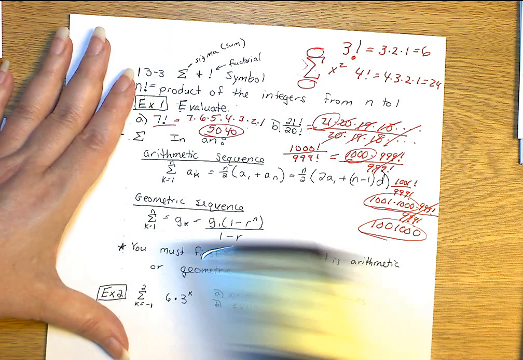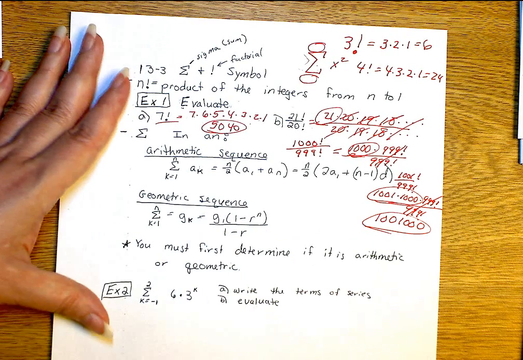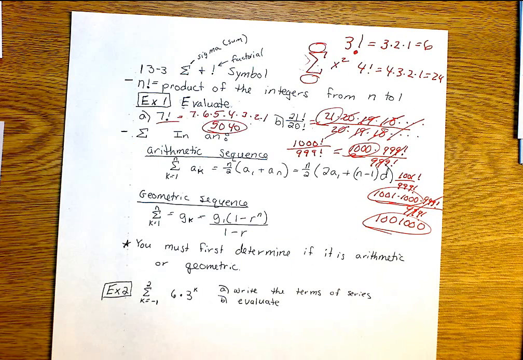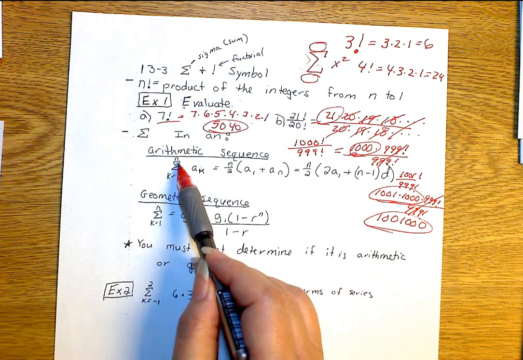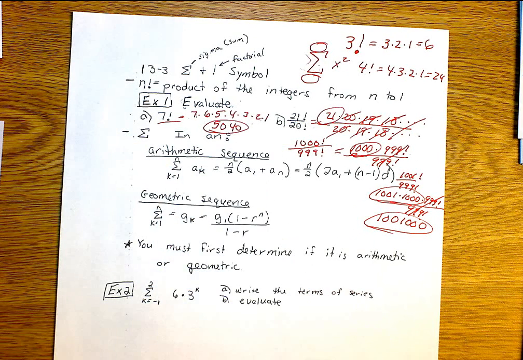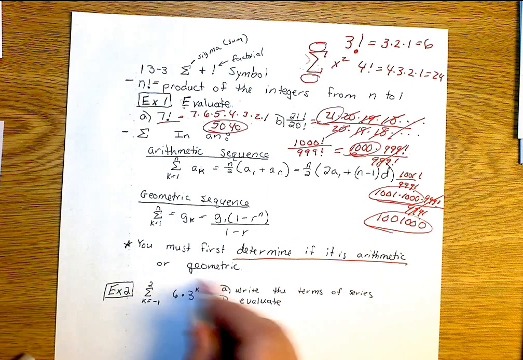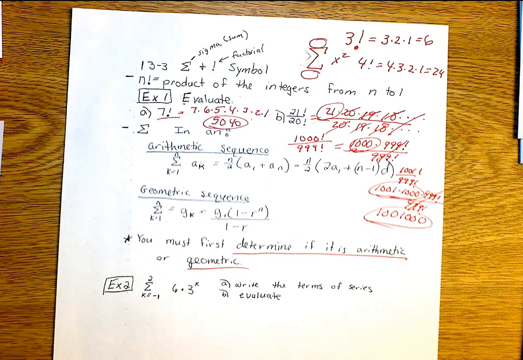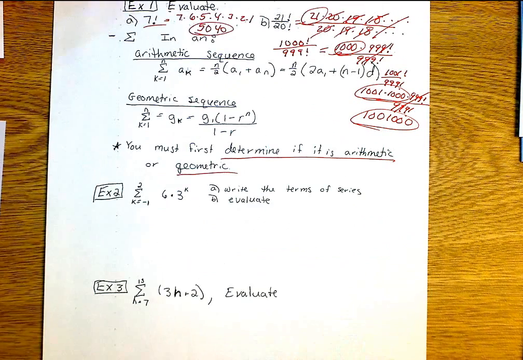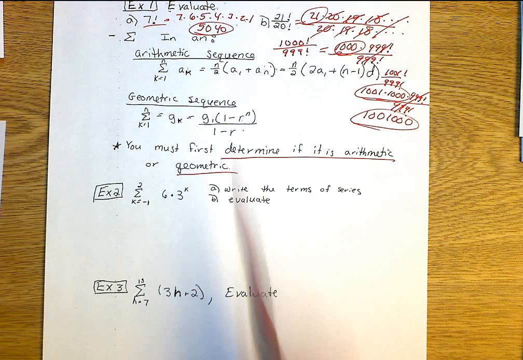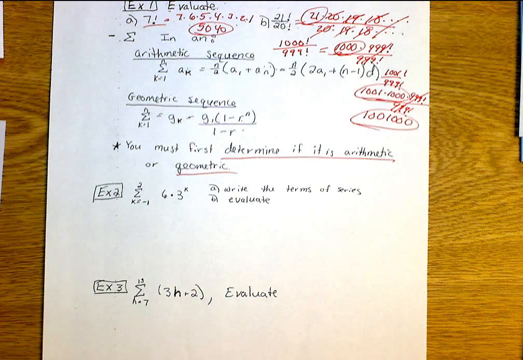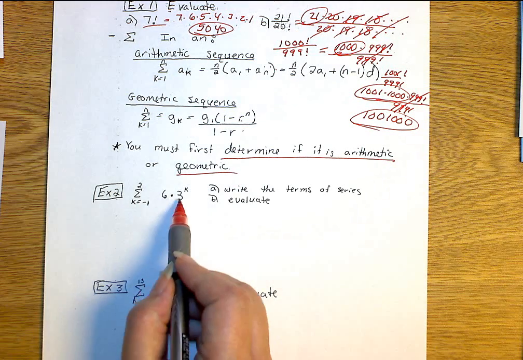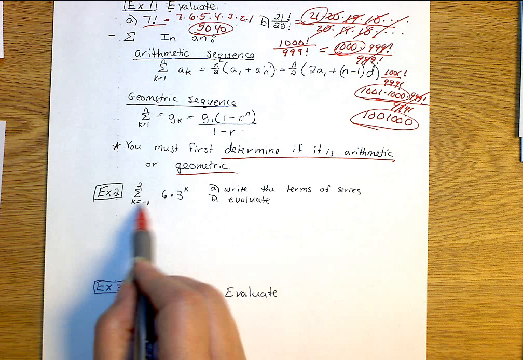All right, so these are the formulas that we have. We still have arithmetic and geometric, and the only difference in this section is that it's just saying to find the sum, just like we've been doing. You must always determine if it's arithmetic or geometric first to be able to use these two, if you want a shortcut for adding them up. All right, it says here, example 2: the sum of 6 times 3 to the k, where k is going from -2 to 2.